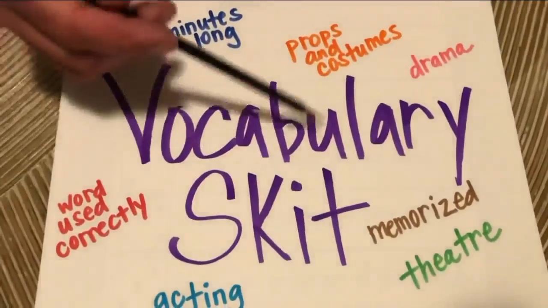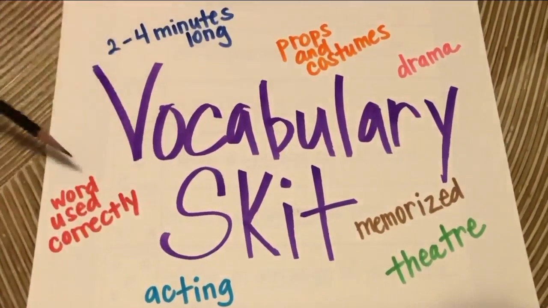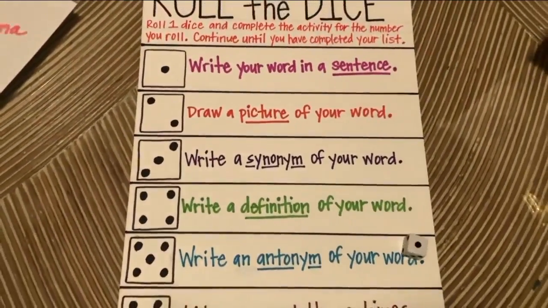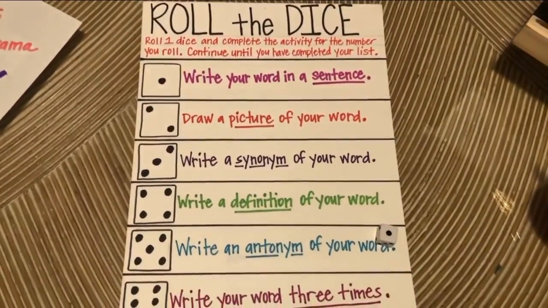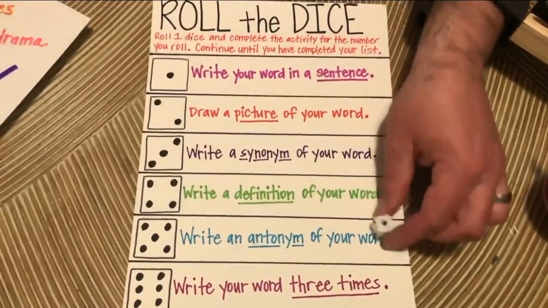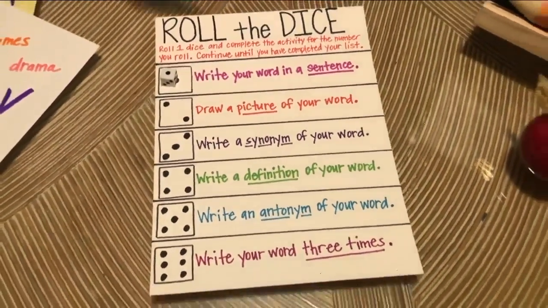You could also have a vocabulary skit where you assign 1 or 2 words to your child at home. They act it out using props and bringing dramatizations to the words. And finally, one really cool one is when you do roll the dice, where you roll a die, and whatever number it lands on, you have your child complete that activity. Since I rolled a number 1, we put it on 1, and they use the word and they write it in a sentence.